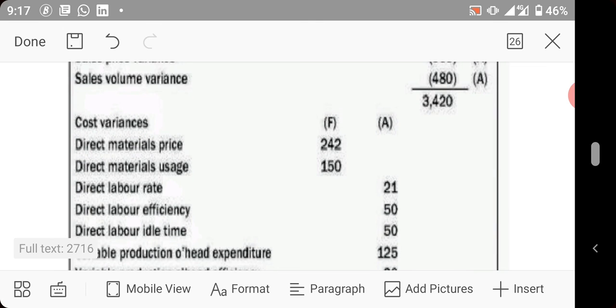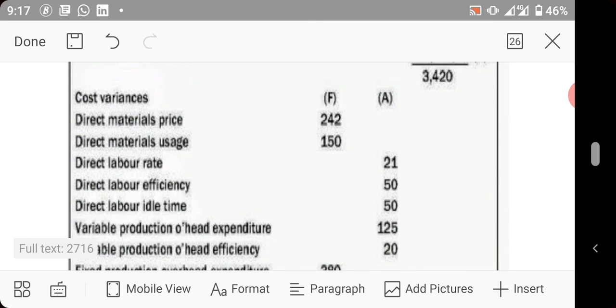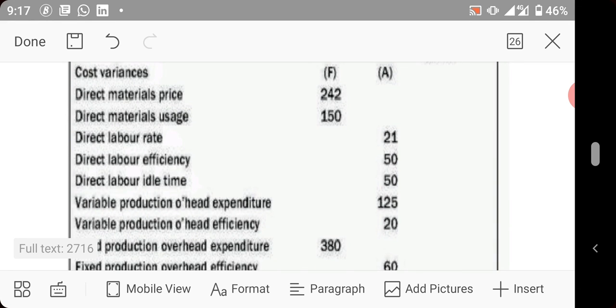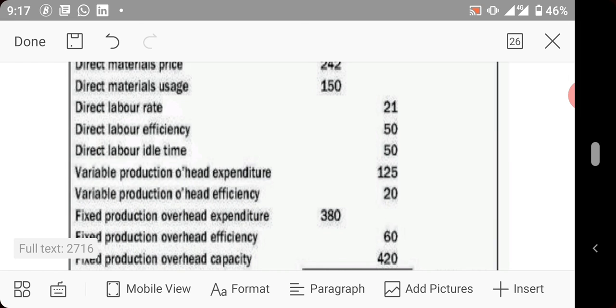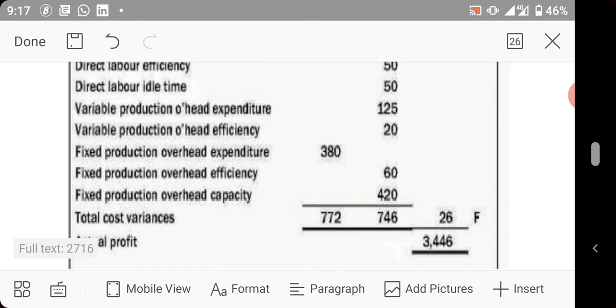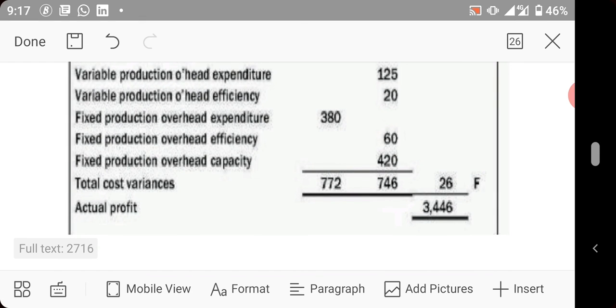So you now come to cost variance. Now you have it in two sides. Favorable will be added together. Adverse will be added together. Direct material price, it is favorable. Direct material usage is favorable. Direct labor rate is adverse. Direct labor efficiency is adverse. Direct labor idle time is adverse. Variable production overhead is adverse. Variable production overhead efficiency is adverse. Fixed production overhead expenditure is favorable. Fixed production overhead efficiency is adverse. Fixed production overhead capacity is adverse.